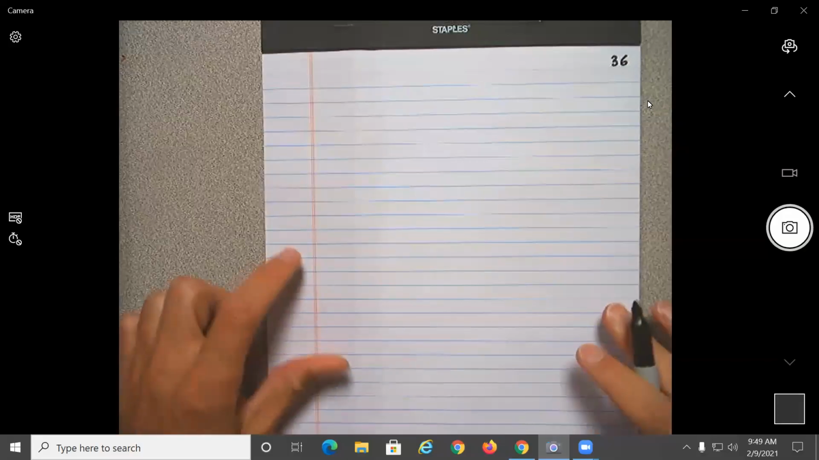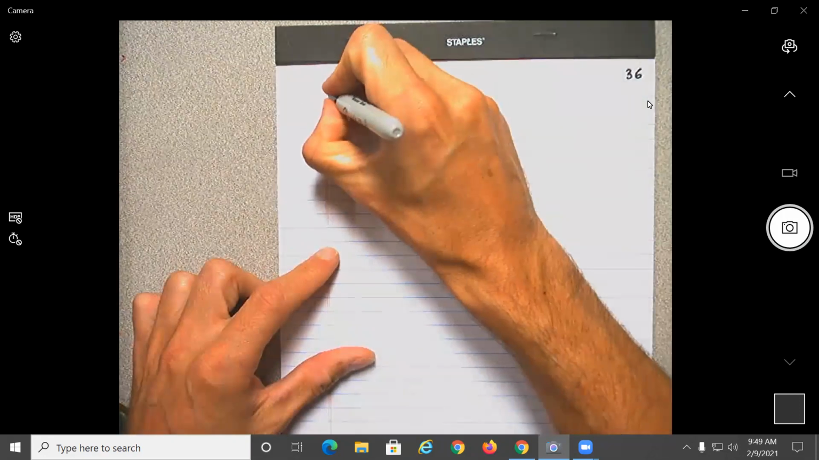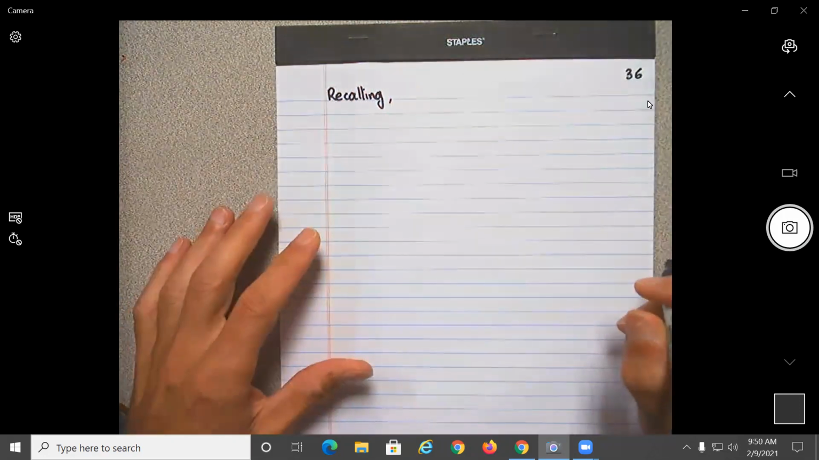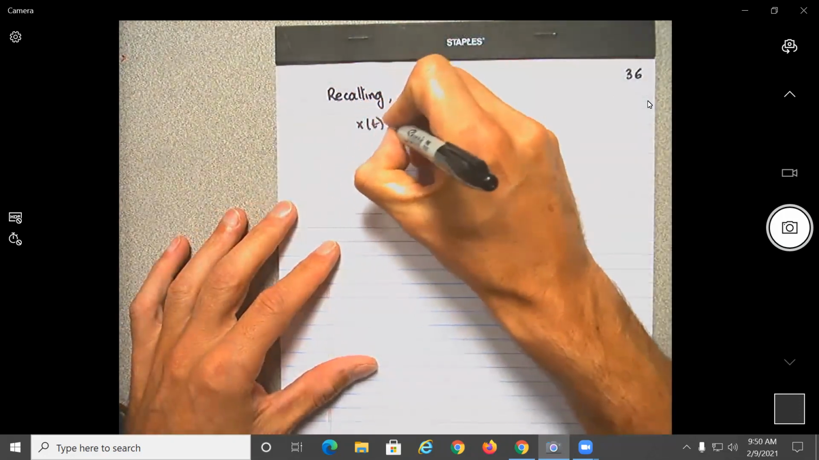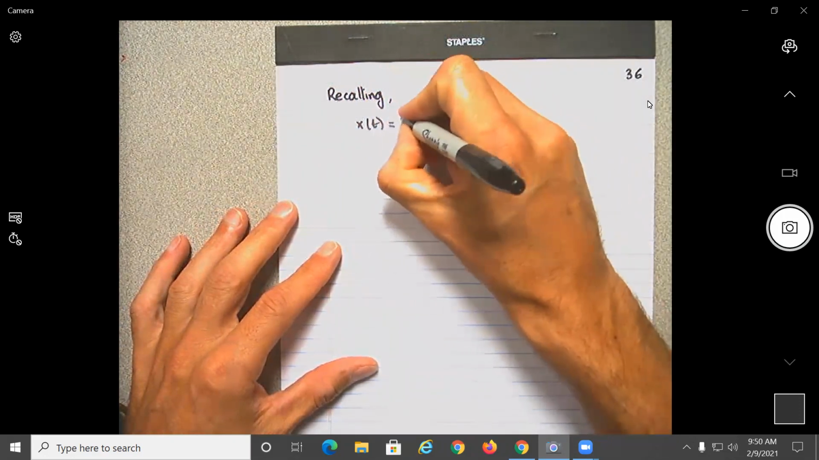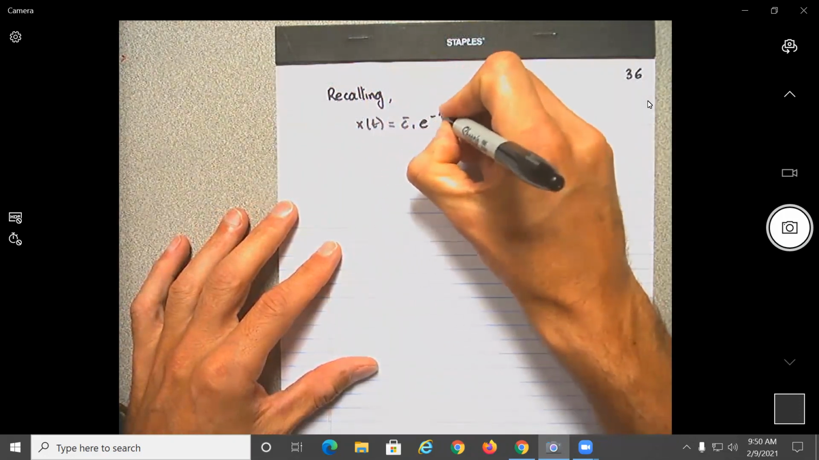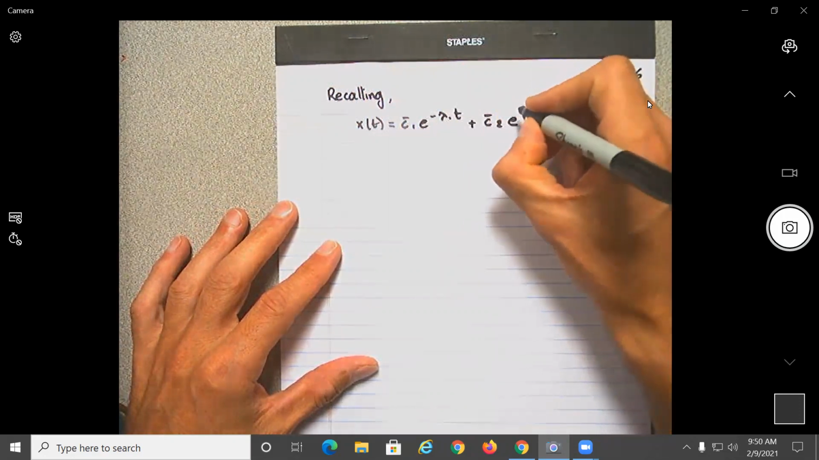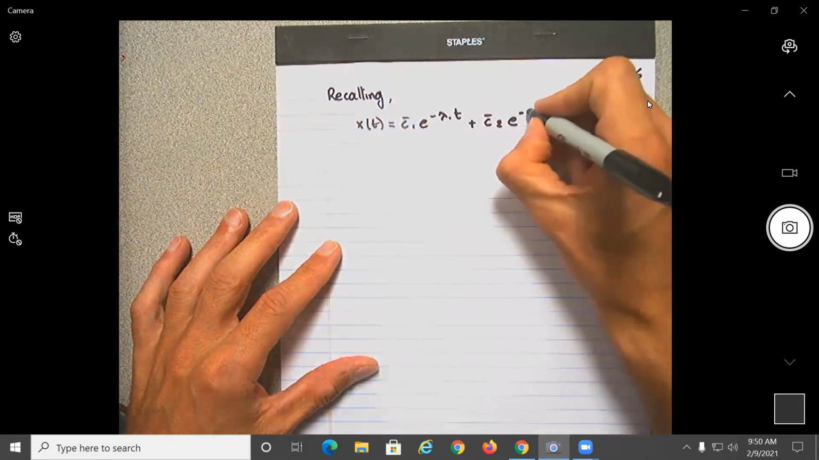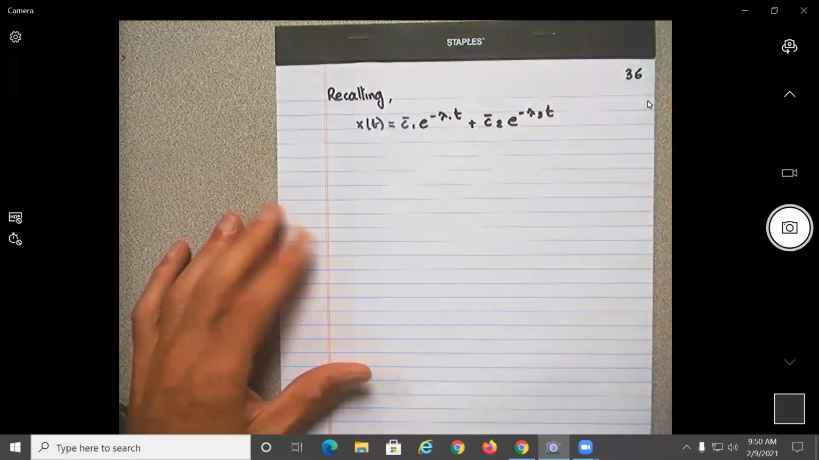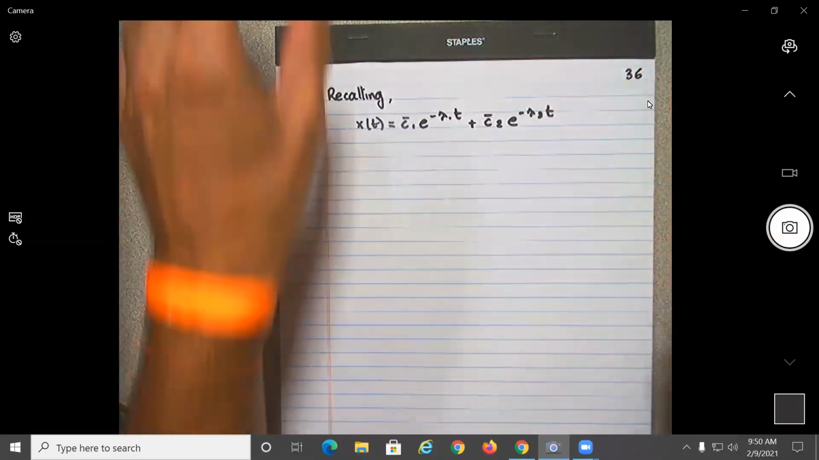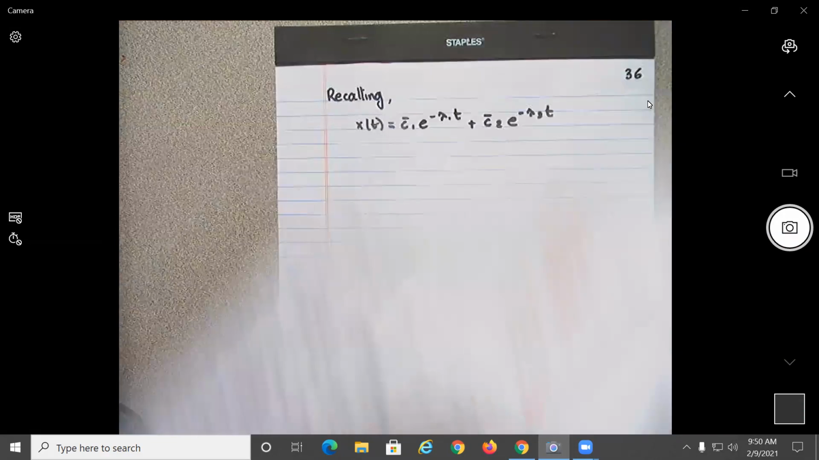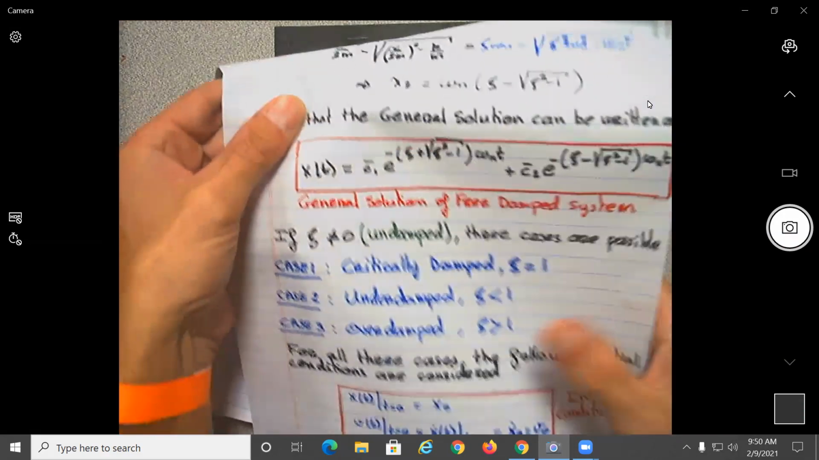All right, so I'm just going to write here, recalling just those two equations. x of t, this is from one of the previous pages, is c bar 1, a constant, exponential of minus lambda 1 t, plus c bar 2 exponential of minus lambda 2 t. After some derivations, we concluded that you can write this as this equation over here. All right, I'm just going to rewrite this one over here.